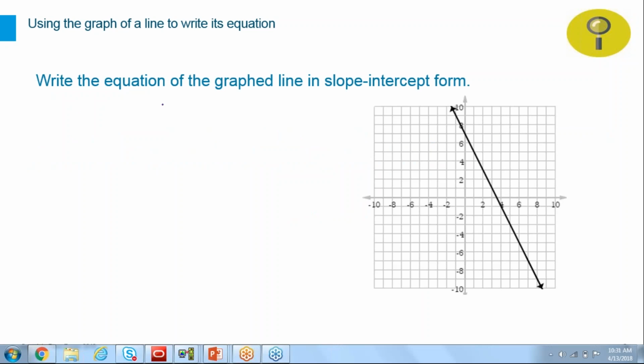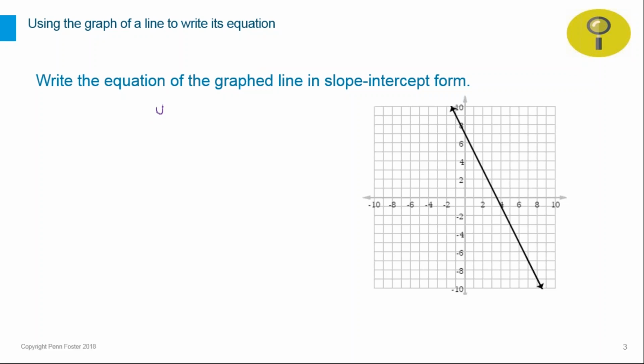Now, what if we have a graph of a straight line like that, and we are asked to write out the equation of this line using the slope-intercept form? Before we start, as long as the question says what form the equation has to be written in, we need to write out the form so we can see what information we need to conclude from the graph.